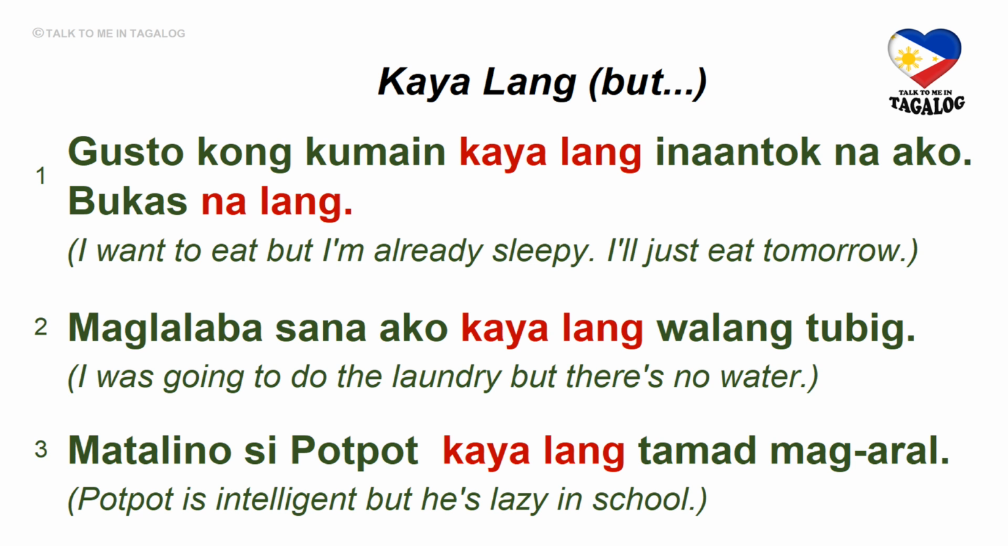3. Matalino si Potpot kaya lang tamad mag-aral. Matalino is intelligent, tamad is lazy, and mag-aral is to study. Matalino si Potpot kaya lang tamad mag-aral. Potpot is intelligent but he's lazy in school. Or Potpot is intelligent but he's a slacker.